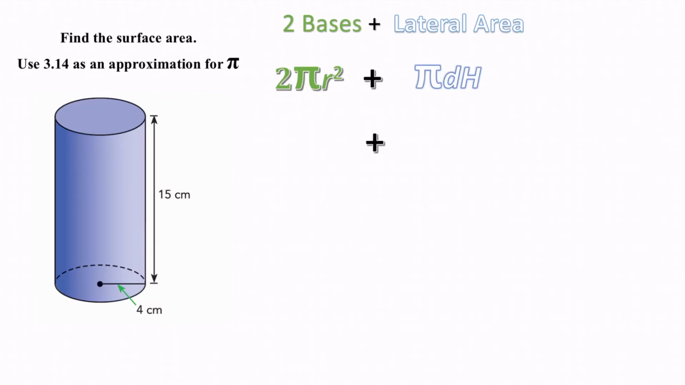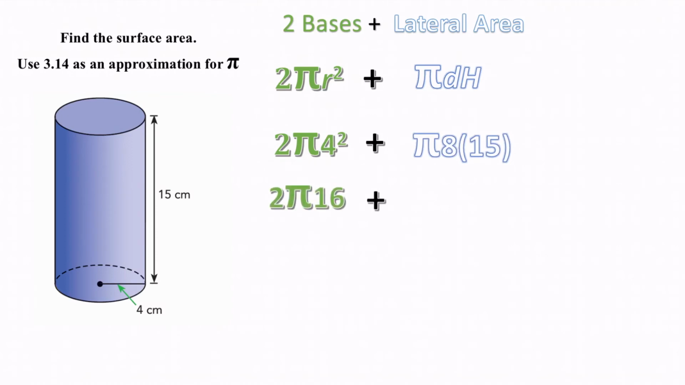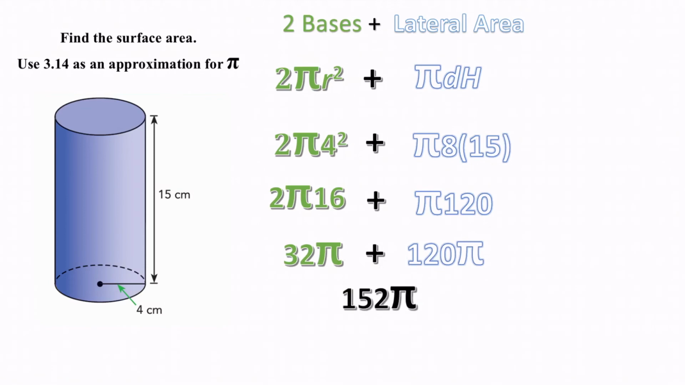We've got 2 times pi times the radius was 4, so we'll square 4. And then I have pi times the diameter, which is going to be 8, and then the height, like I said, was 15. Now 4 squared is 16, and 8 times 15 is 120. I'll double 16 to get 32 pi, and I just made that 120 pi. Remember, you can add these two terms because they're both in terms of pi.